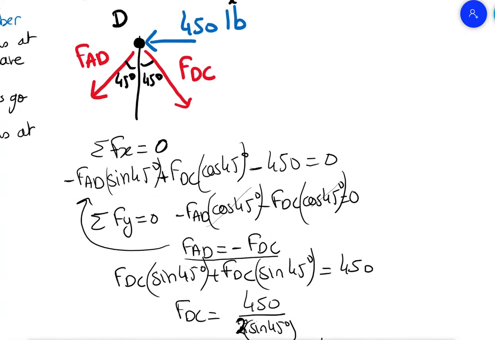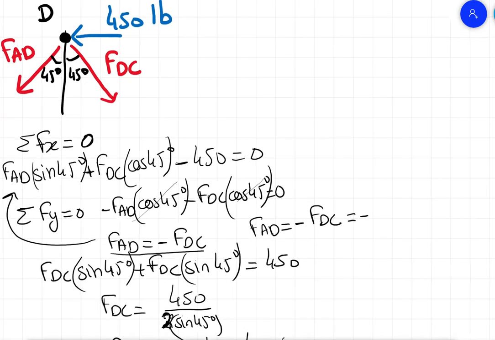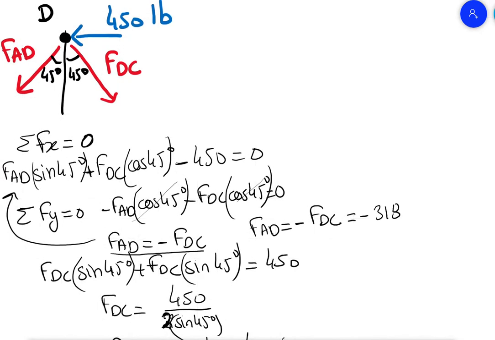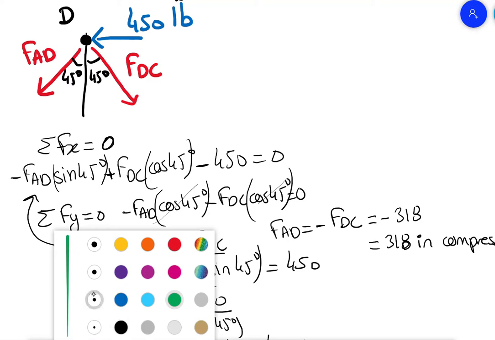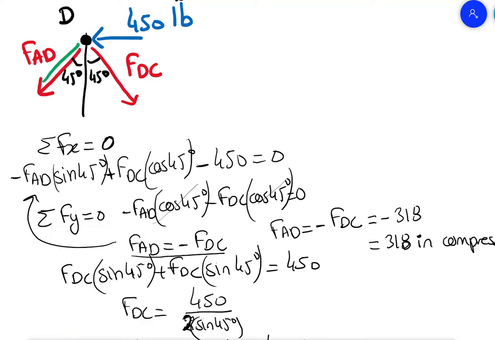Now FAD is equal to minus FDC, so it's equal to minus 318. It means that it's 318 in compression, because we didn't guess the right direction. So instead of being in this direction, and I will use green, FAD is in this direction.